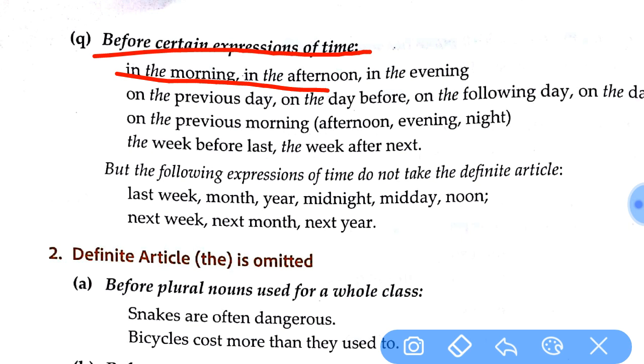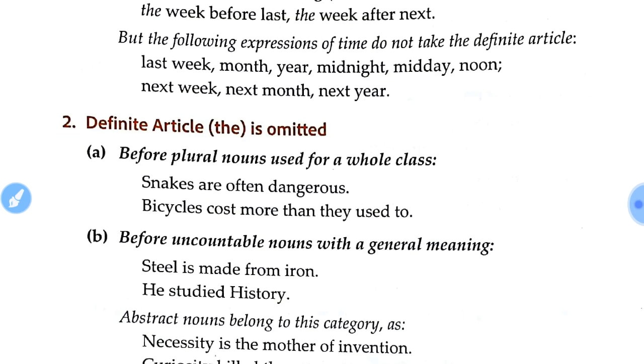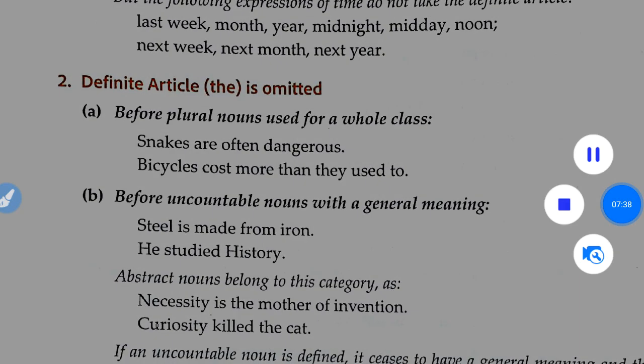Now let us see where the definite article is omitted, where we don't use it. Let's see where we do not use them. Now we have here the definite article omitted.